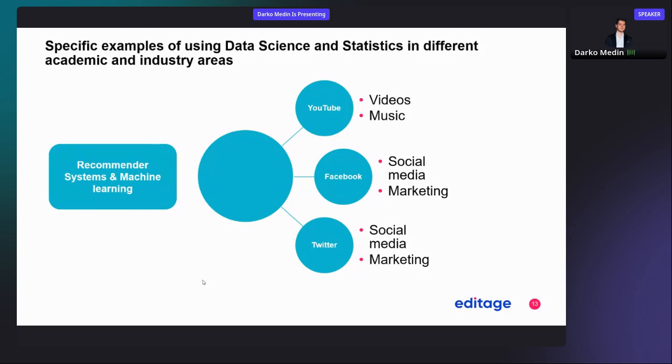So there are other social media out there like Twitter and Instagram, TikTok, many social medias out there. Here I just show some specific examples, and most of these social media, they use data science to improve the user experience on those platforms. So as you can see, it's one very, very important area where data science is used.